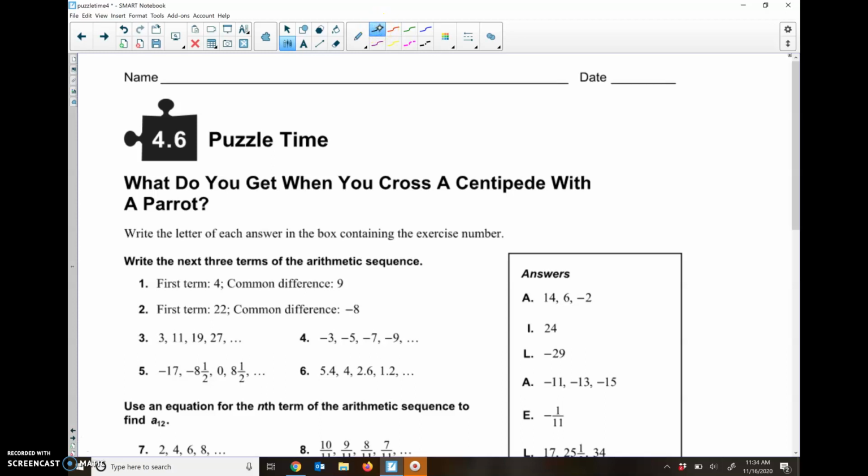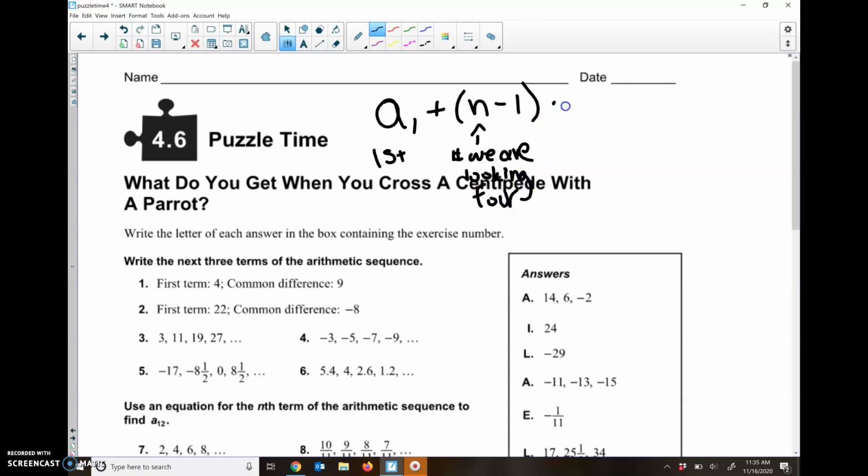So this is all about arithmetic sequence, and if you remember from the lesson, our formula for arithmetic sequence is a sub 1. Remember, that means the first number, plus, and then we have in parentheses, n minus 1. And remember, n is the number we're looking for. And then kind of the tricky part here, no idea why the D is at the end of the parentheses, but it's at the end of the parentheses. So it's times the difference.